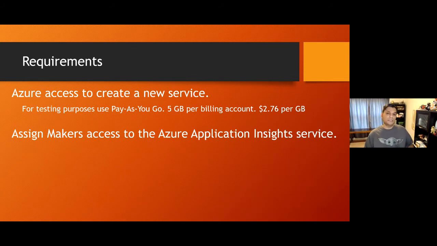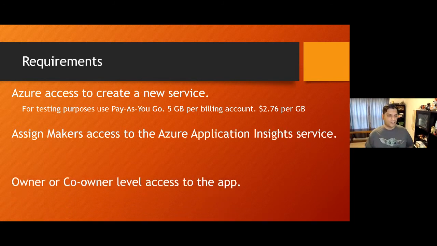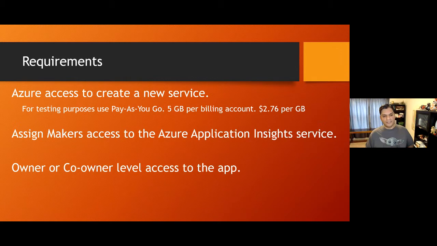You will need to assign makers to the Azure Application Insights service role, because somebody needs access to go to Application Insights and create that insight for your app. Either you as a Power Platform admin have that access, or somebody on the Azure admin side does. Somebody needs that access to give you that token key. Finally, to apply that service to your app, somebody needs to be at least an owner or co-owner of the app.